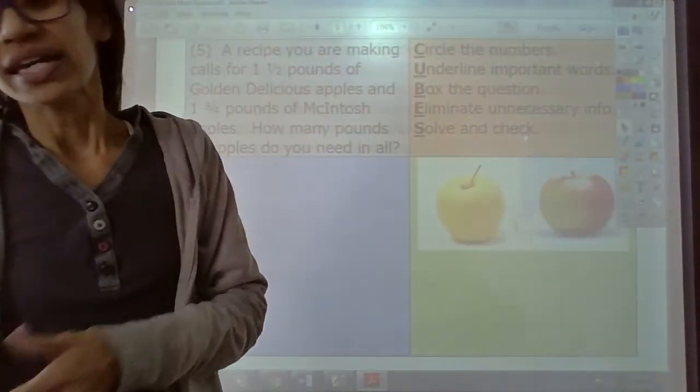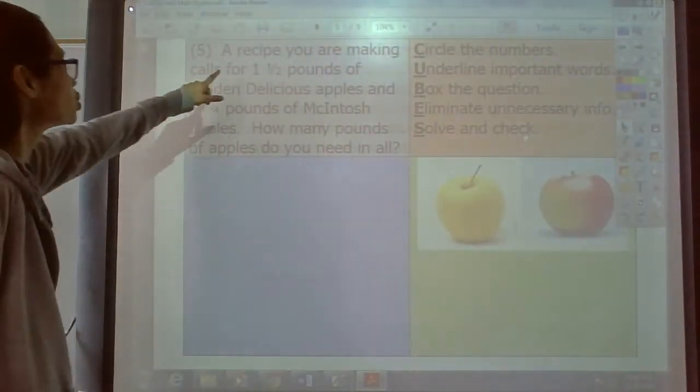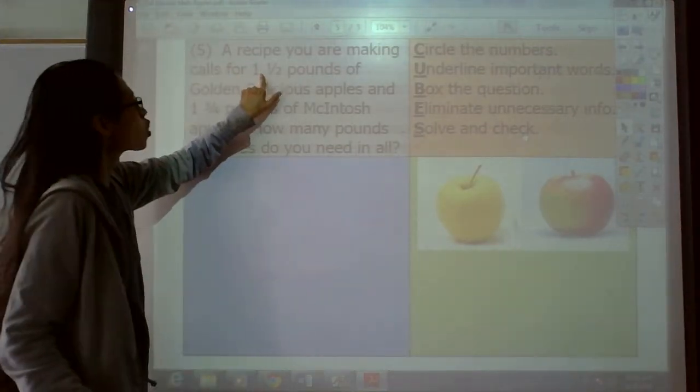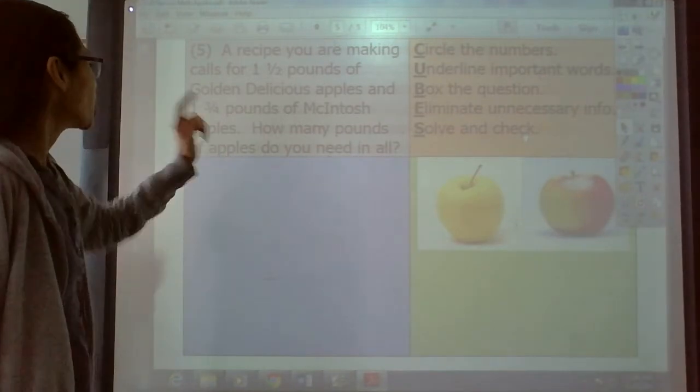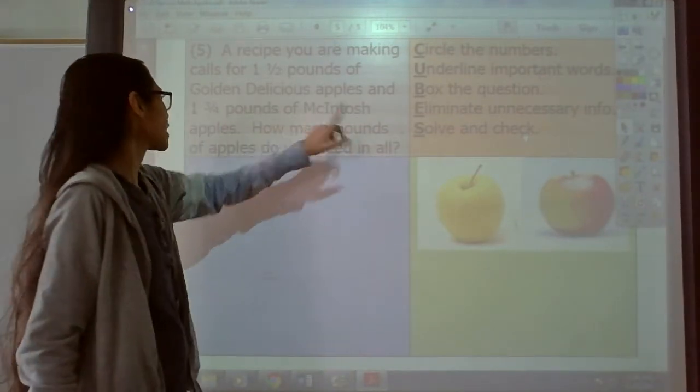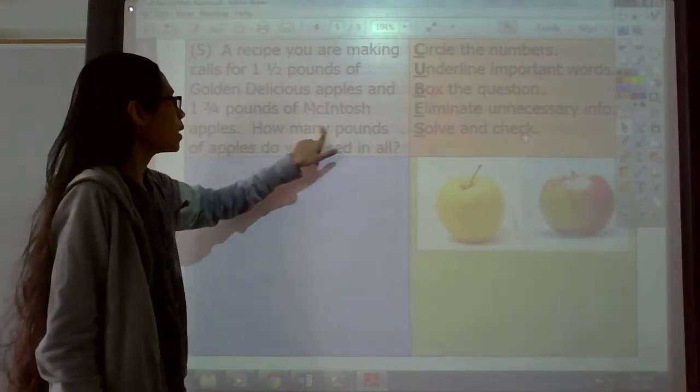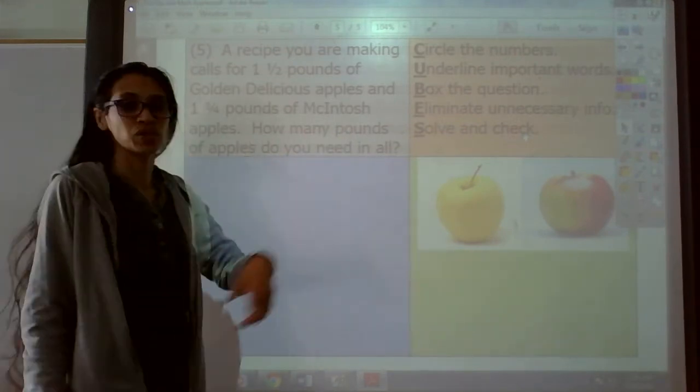Read it with me. It says, a recipe you are making calls for 1.5 pounds of golden delicious apples and 1 3/4 pounds of McIntosh apples. How many pounds of apples do you need in all?